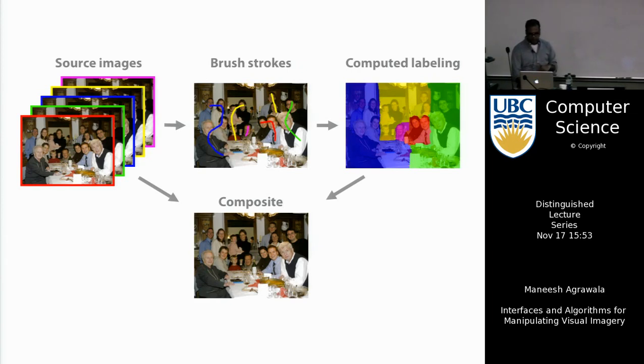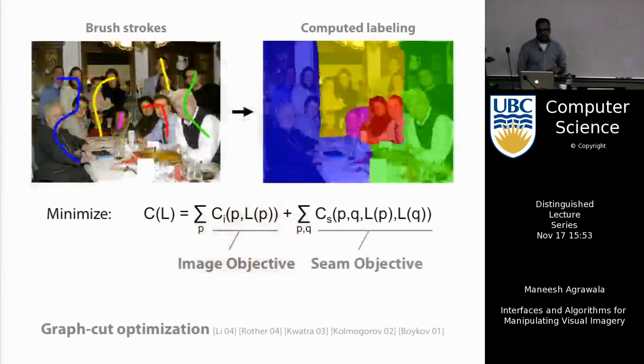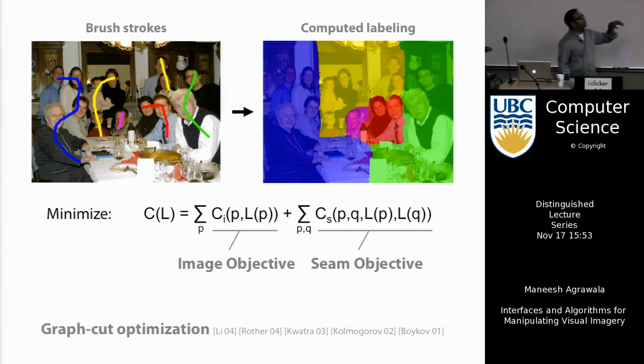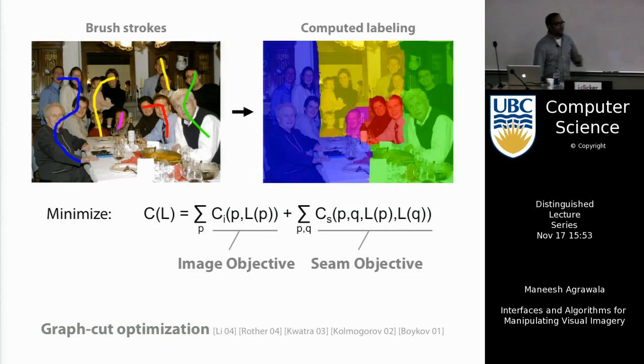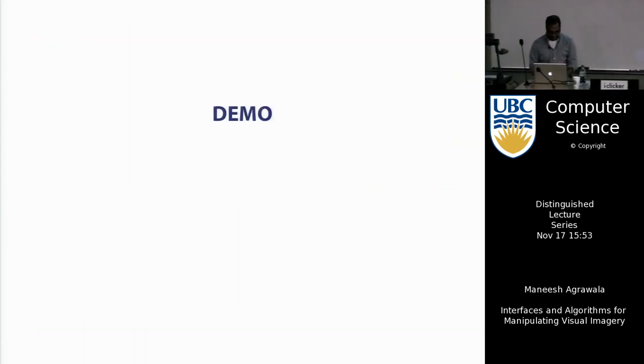So that's the interface that I'd like to set up. And the way we do it in the photo montage project is we set up an optimization procedure. We use graph cut or min cut in order to choose where these seams should go. And the paper goes into a lot more detail about how this optimization is set up. I won't go into the details here, but what I will try to do is show you a demo of this. So let's hope that this works.